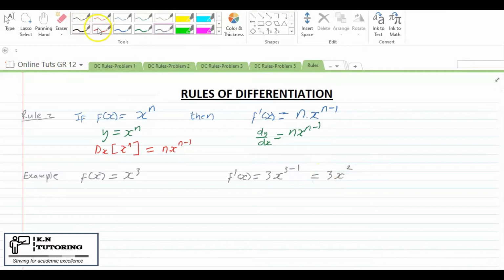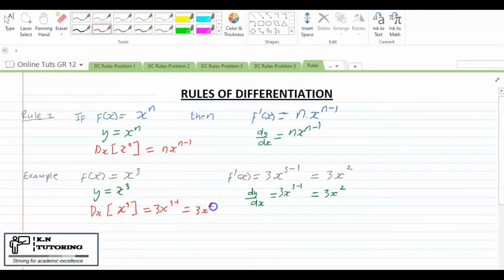Let's see with the second notation. If I'm given y equals x cubed, I write the notation dy/dx, but the answer is going to remain the same. This will be 3x to the power 3 minus 1, which equals 3x squared. The third is going to be d/dx of x cubed. The answer that I'm going to get directly is 3x to the power 3 minus 1, which is 3x squared.